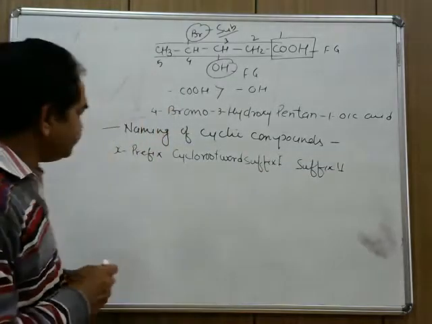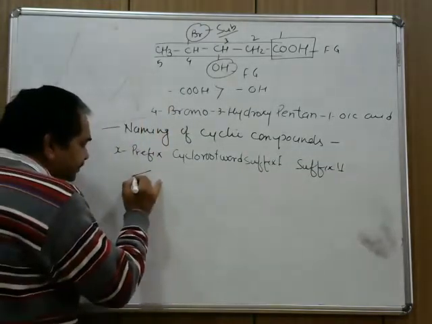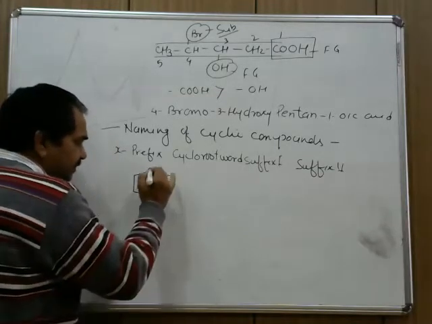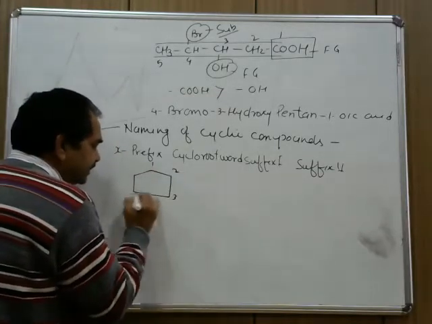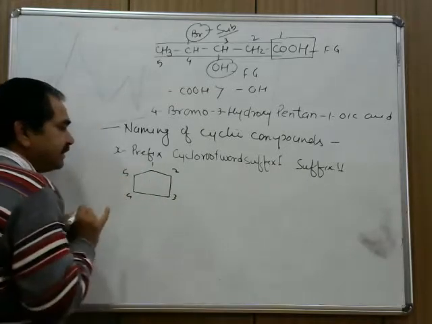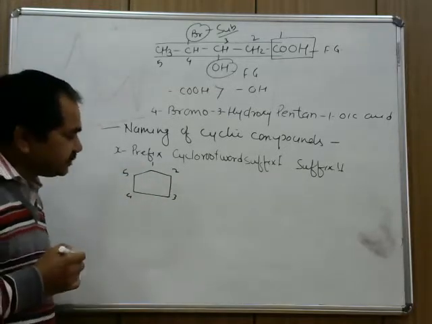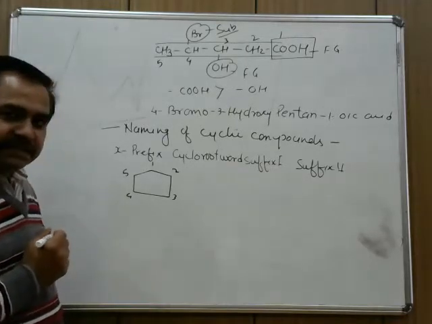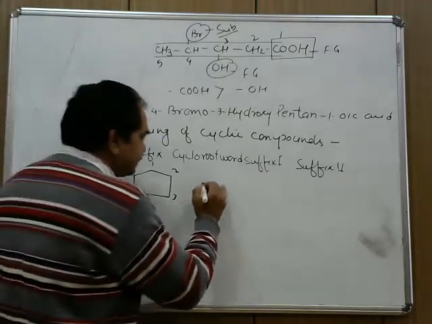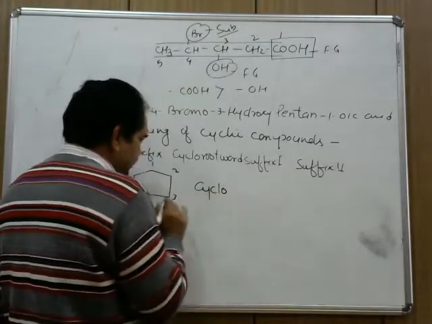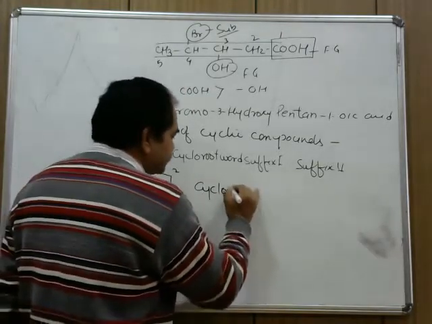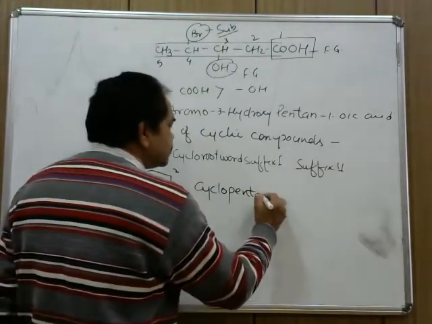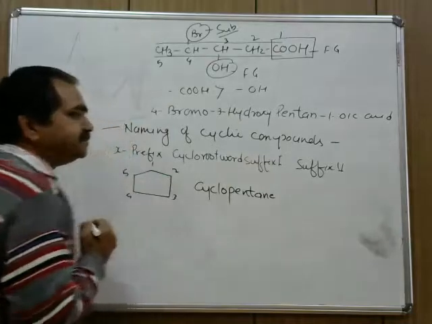For example, we have this compound. 1, 2, 3, 4, 5. No substituent is present, no functional group is present. So we write cyclo. Since there are 5 carbons, we write pent, and all are single bonds, so ane.